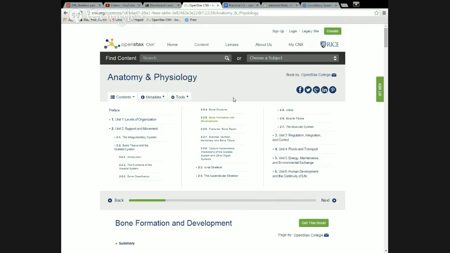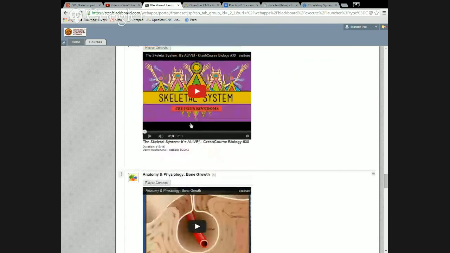But that's the, back here, this skeletal system one here. This is a kind of good overview of the whole system if you want to. And there are other videos on YouTube that you can look up that might give you a bit more information.